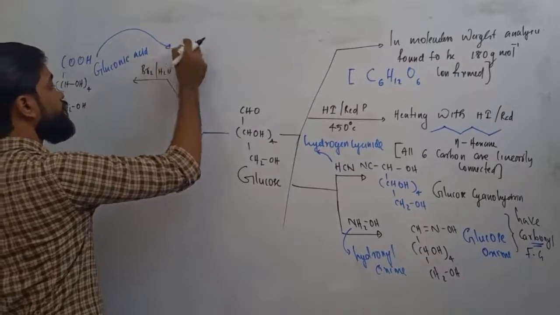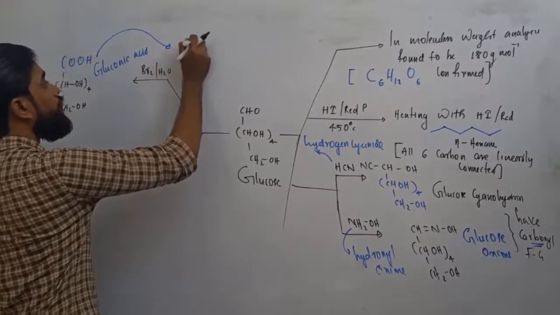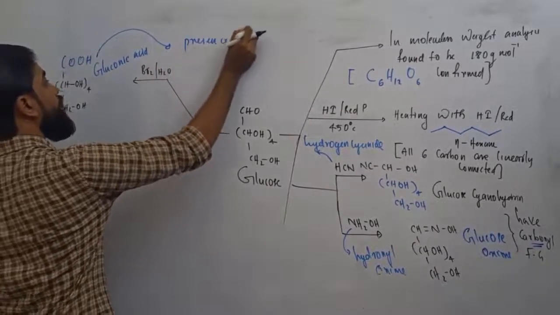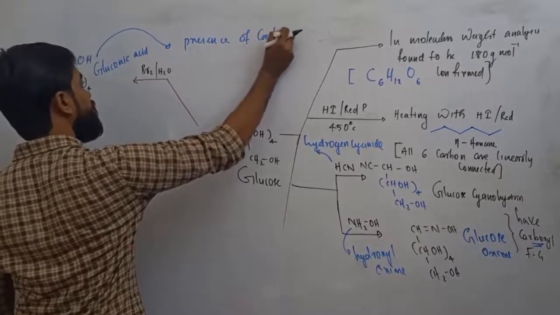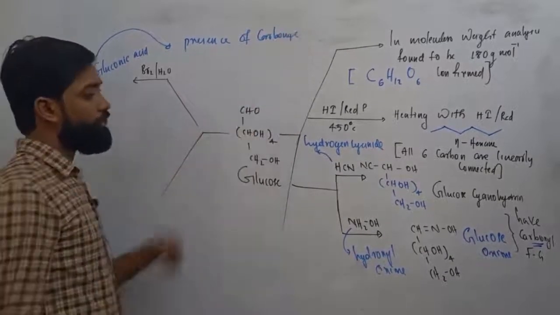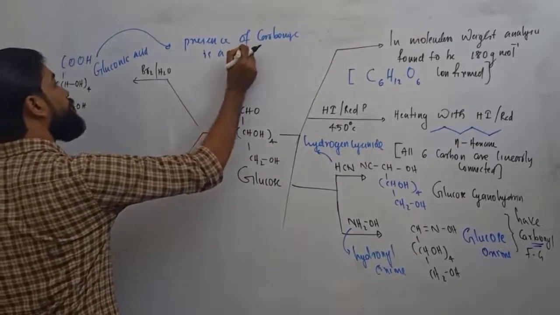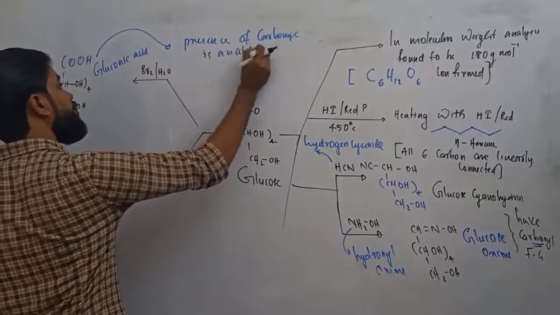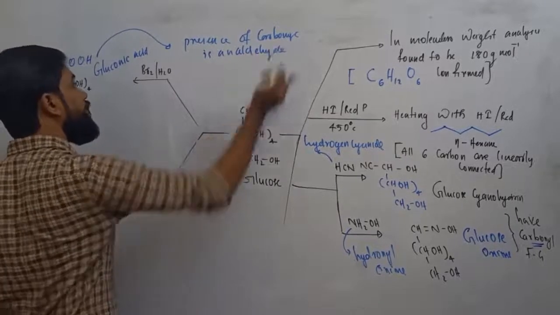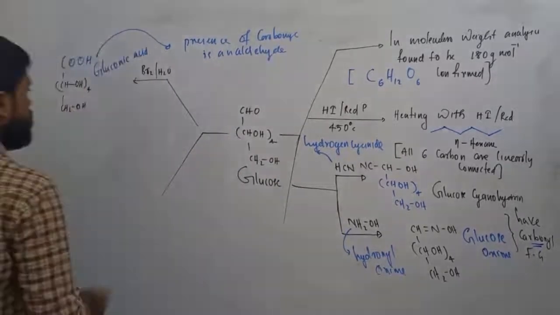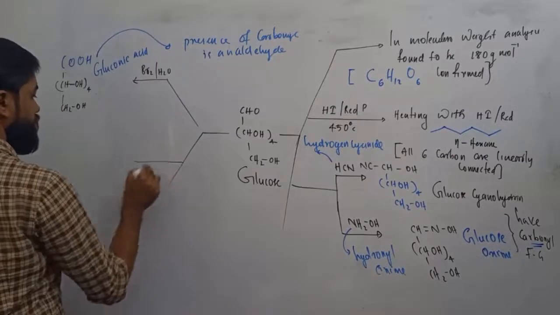Since gluconic acid forms, it is clear that the carbonyl we already identified is an aldehyde. The presence of carbonyl is an aldehyde. Ready? Fine. Now check the next reaction.